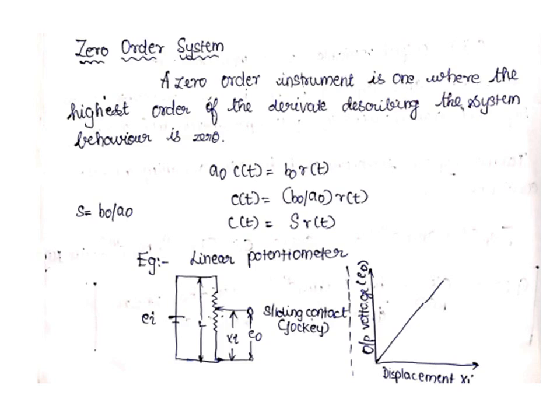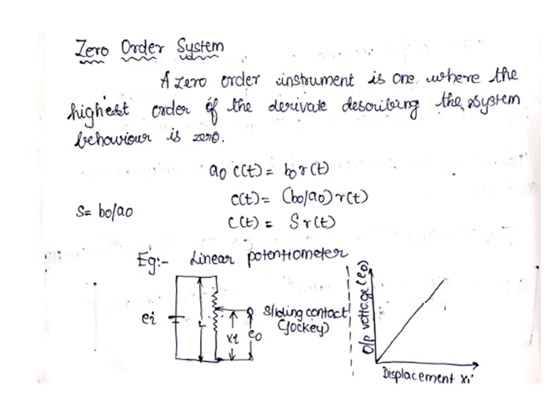We move on to the zero order system. A zero order system or zero order instrument is one where the highest order of the derivative describing the system behavior is 0. Okay, I'll repeat, the zero order instrument is one where the highest order of the derivative describing the system behavior is 0. So we are only going to have a naught on the left side and b naught on the right side. All other constants become 0.